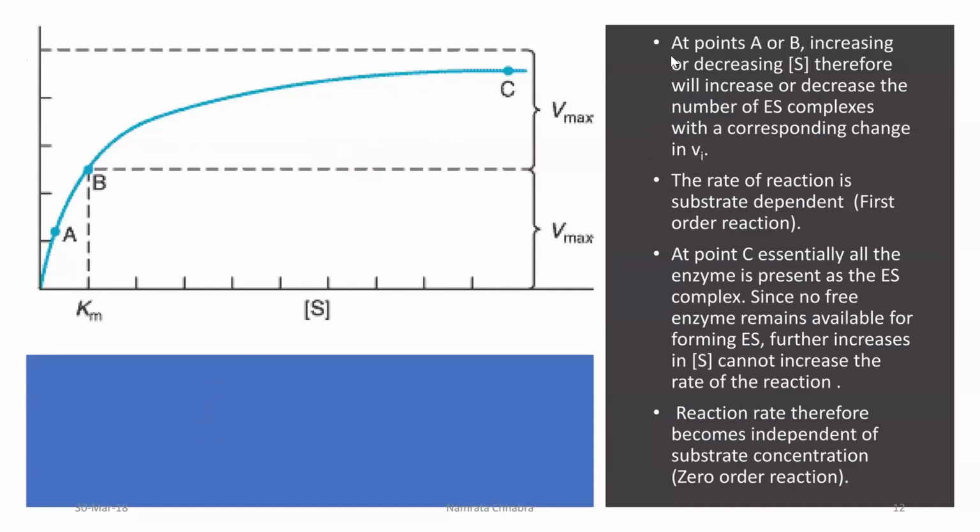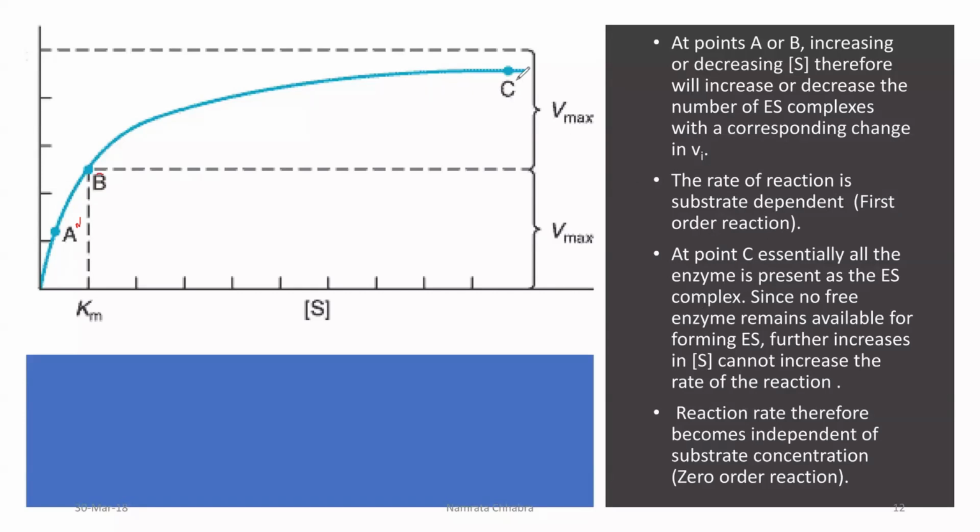For example here, if you look at points A and B, this is our point A, and this is our point B. If you see point A to B, there is an increasing or decreasing concentration of the substrate, thereby increasing or decreasing the number of enzyme substrate complexes with a corresponding change in velocity, that is initial velocity. So the rate of the reaction is substrate dependent, which is first order reaction.